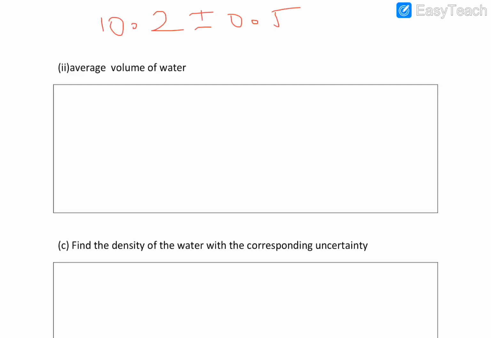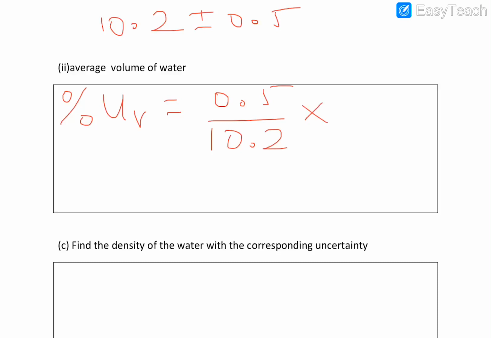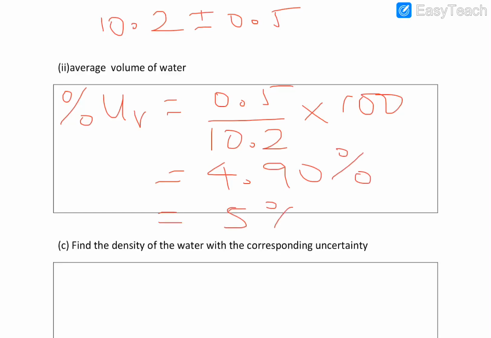So that when I calculate the percentage uncertainty in volume of water, that will be 0.5 over 10.2 times 100, which gives me 4.9, but I'm going to give my final answer to 5%, which is to 1 SF. I have the habit of writing the SF in brackets just to know that this is a rounded up value.